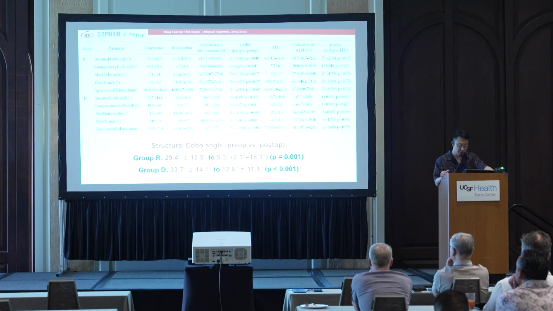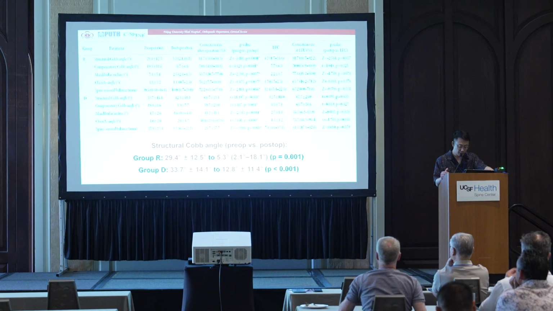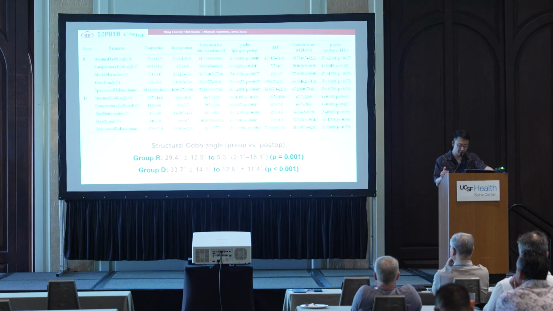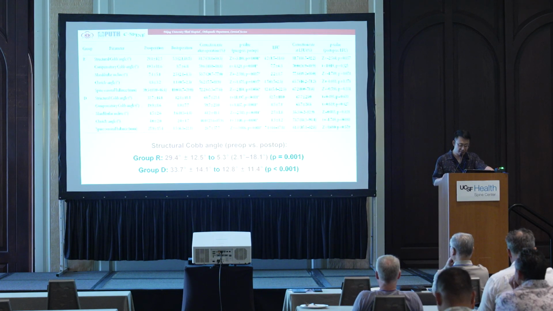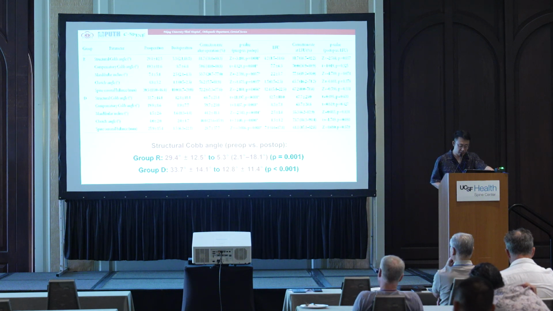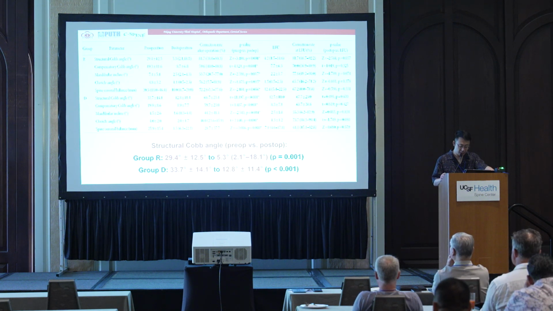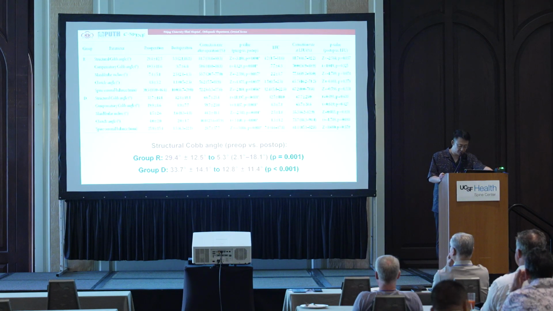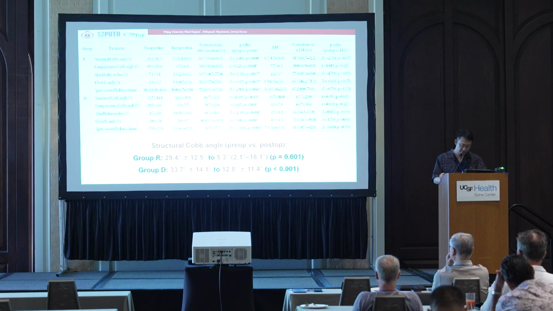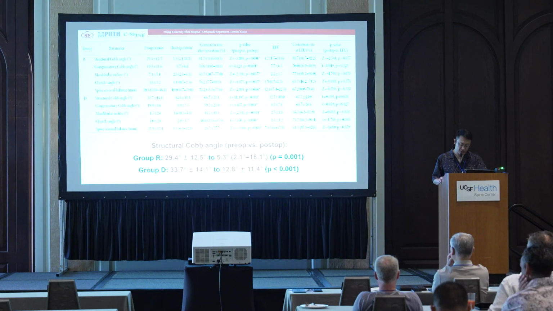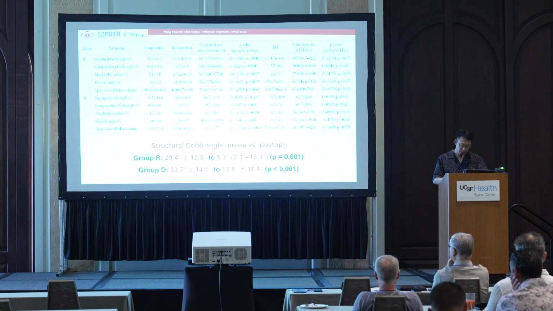In the resection group, the mean structural curve angle before the surgery was nearly 30 degrees, and it got well corrected to 5.3 degrees after surgery. So the average correction rate was 81%. And in the distraction group, the mean structural curve before the surgery was 33.7 degrees, and after the surgery, the deformity was corrected to on average 12 degrees, and the average correction rate was 66%.